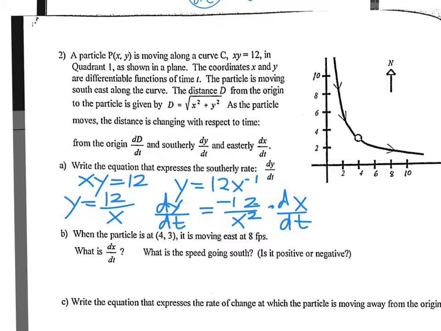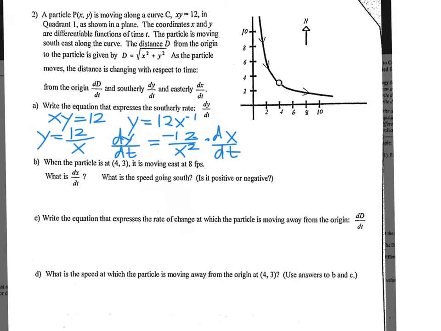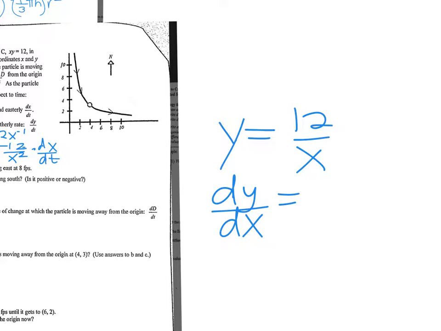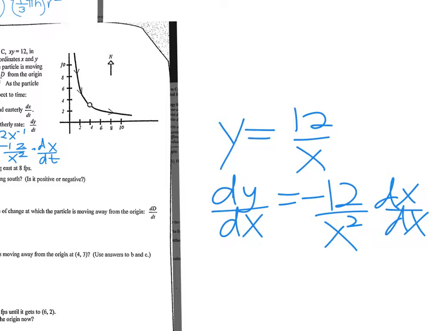Why is it dx/dt? This goes back to the whole implicit differentiation thing. If I have y equals 12 over x, and I want to take the derivative of this, usually it's the derivative with respect to x. That's what we've been doing the whole time. So the derivative of y is y prime or dy/dx. The derivative of this would be negative 12 over x squared. And we don't ever write this, but it's the derivative of x with respect to x, dx/dx, which is just 1. But you're not going to do that every single time.